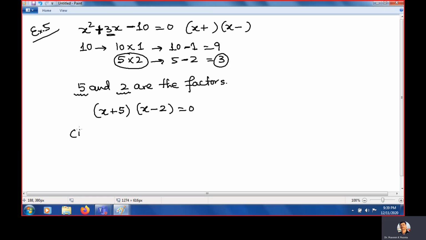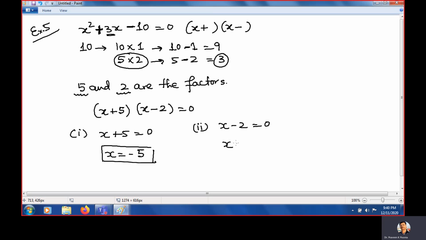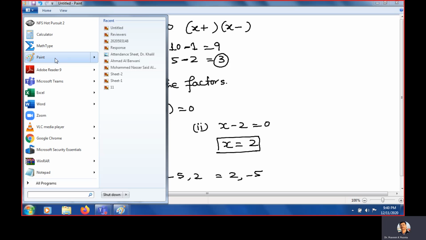Now, after obtaining factors, you need to find the roots by putting them equal to 0. So x is equal to minus 5. This is root number 1. Number 2, x minus 2 equals 0 and x is equal to 2. Clear? So these are the two roots. You can write roots equal to minus 5 comma 2, or you can write 2 comma minus 5. It is not necessary that you write minus 5 first. There are two roots. You can write them in any order. Order is not the concern here.